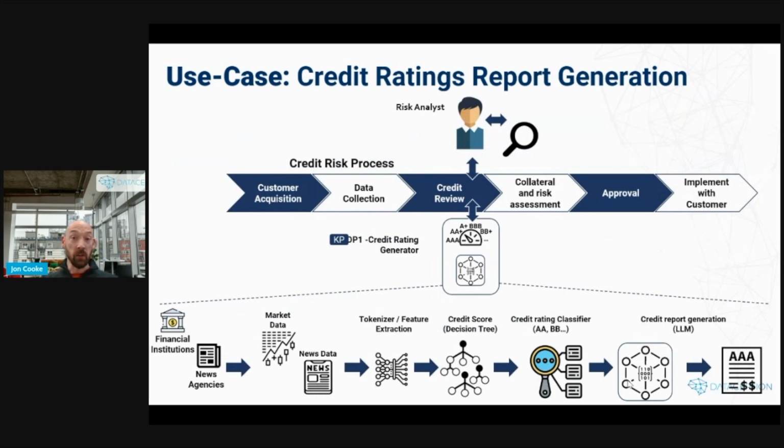Another one is credit ratings report generation. So again, quite a similar one, but we're not putting out a JSON object, we're generating a report. So the idea here is that it's a ratings engine. Investment grade financial instruments have different ratings on them: AAA, AA, BBB, that type of stuff. And this is really a model to take data in, not just from the classic market data sources, but from news agencies and sentiment analysis and that type of stuff.